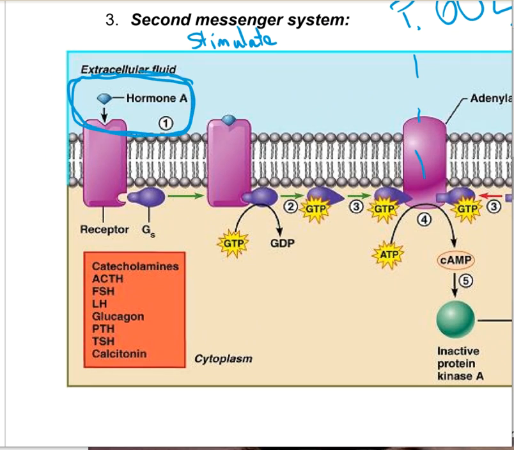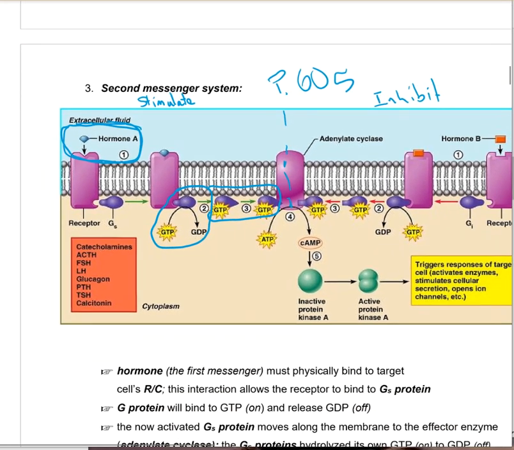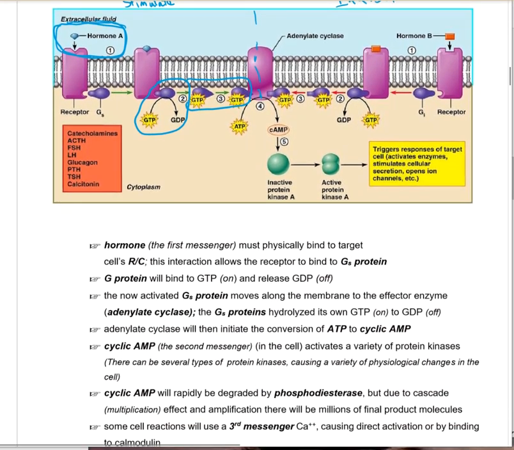So there's the first, number 1. And number 2 is this process here. Number 3 is this process right here. And then number 4 is self-explanatory, and number 5 is self-explanatory. So we are going to look at these 5 steps, and we're going to go through them. Those 5 steps are also listed in your book.